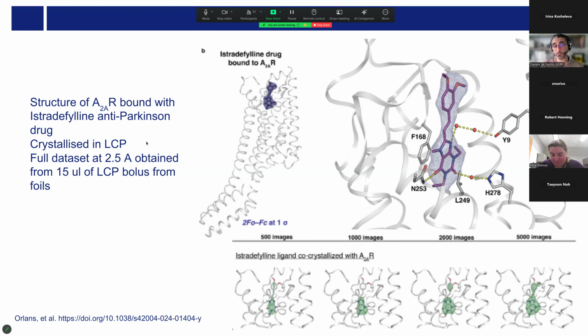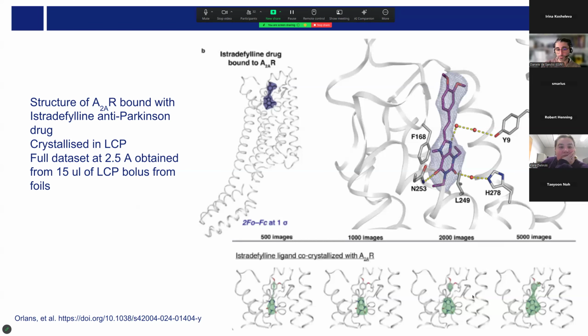This has been crystallized in LCP, and we show in the paper that we could obtain a full data set up to 2.5 angstrom using just 50 microliters in total of LCP bolus. We did not collect on a high viscosity extruder, which would have been the more obvious choice for a protein crystallized in LCP, but instead by gently dispensing and spreading the LCP bolus on foils.